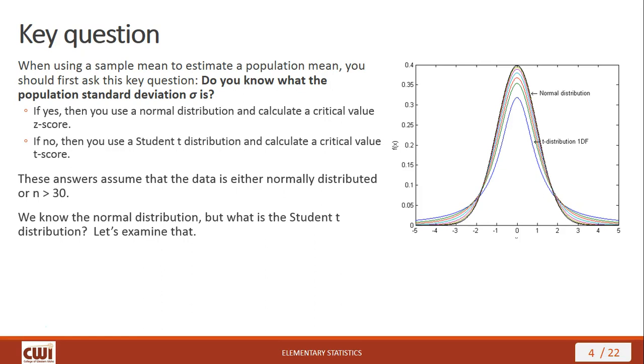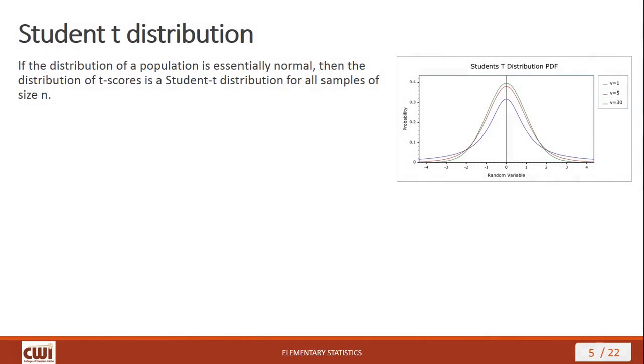Now, we are familiar with the normal distribution. We spent a whole chapter talking about it. I should hope we know what the normal distribution is. But what is this student t-distribution? Let's take a look at that. So if a distribution of a population is essentially normal, then the distribution of t-scores forms what's called a student t-distribution for all samples of size n. A student t-distribution is often referred to as simply a t-distribution.